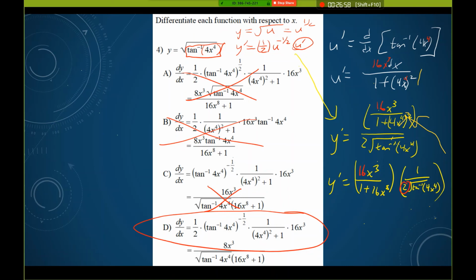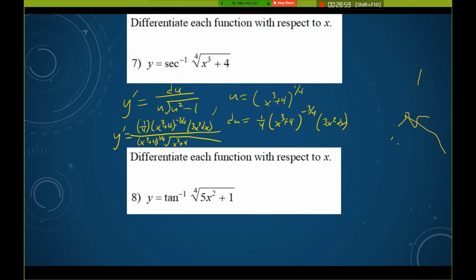So my final answer should look like this. Y prime is 1/4 x cubed plus 4 to the negative 3/4 power times 3x squared dx divided by x cubed plus 4 to the positive 1/4 power, times the square root of x cubed plus 4 to the 2/4 power minus 1. Okay, then we can simplify.